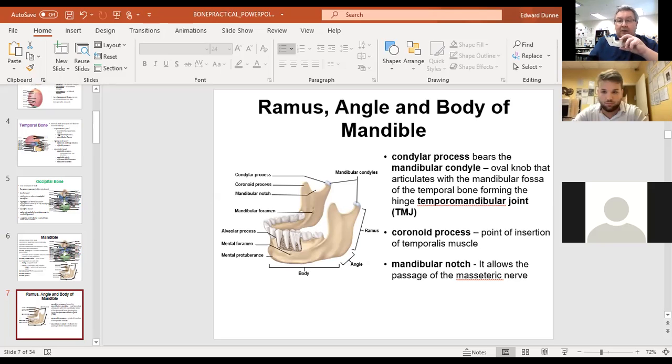You're going to need to know the mandibular condyle, because it's at this condyle that the mandible articulates or connects with the skull, which allows you to open and close your mouth.